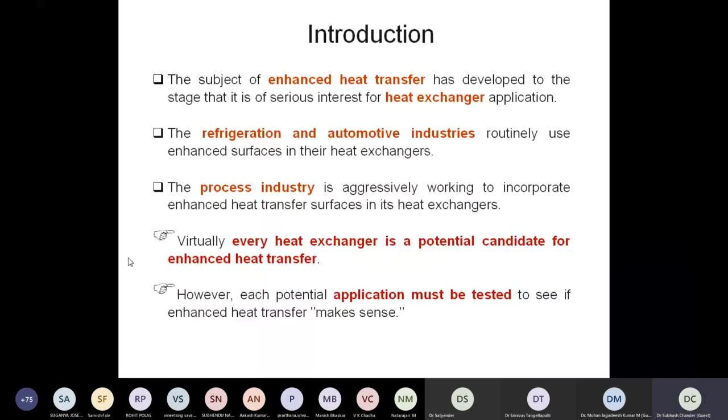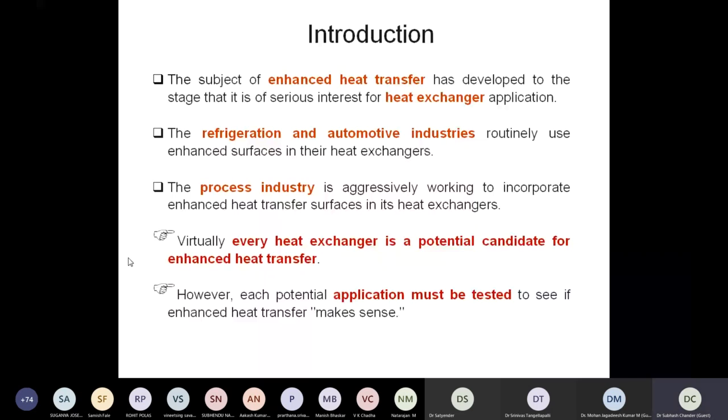When we talk about any heat exchanger, there's always a scope that we can enhance its heat transfer performance by providing some alterations in the flow or providing some additives in the fluid. There are many means people have evolved for enhancing the heat transfer in heat exchangers. So this is a topic of great importance for all applications involving heat exchangers.